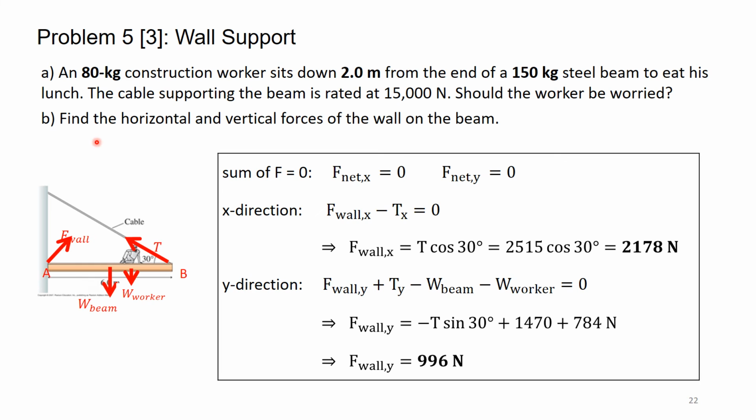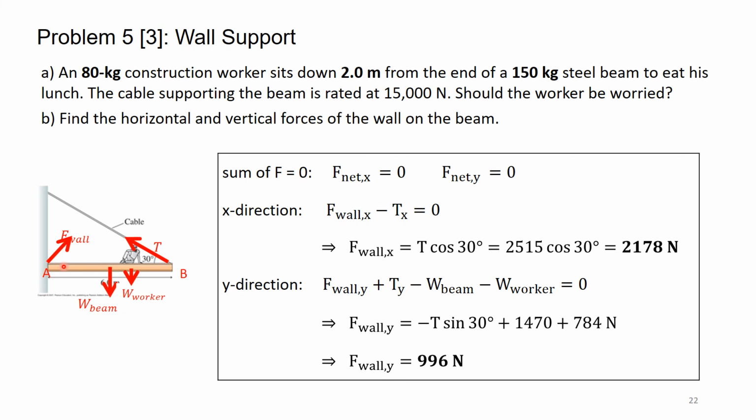Now for part B. So we found the tension, and we can find the force of the wall that's acting on the beam. Now we know what the direction of the tension is. It's along the cable, but we don't know what the direction of the force of the wall is. It can be horizontal, vertical, diagonal, at some angle, we don't know. So we'll start by assuming that this force of the wall has a horizontal component and a vertical component. Okay, so that's what we start with, because it could have both components.